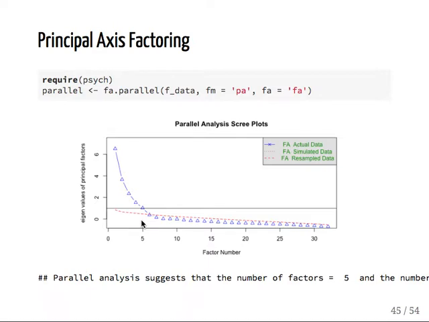So in this case, I did the same type of exercise, but now what has changed is this no longer says min-res, but it says PA for principal axis factoring. And you can already tell from this plot that it looks quite similar to what we had before in terms of a 5-factor solution.